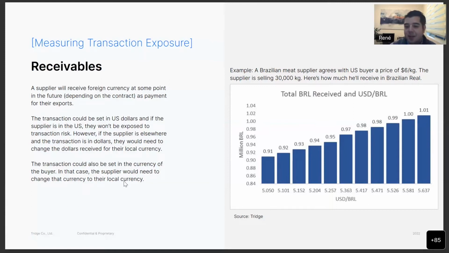Okay, let's look at this particular example. A Brazilian meat supplier agrees to sell 30 tons of beef at a price of $6 per kilogram. Now, remember, he will eventually need to convert that amount received in dollars to Brazilian real. So our seller will map what he's going to receive in Brazilian reals depending on the movement of the exchange rate. If the Brazilian real is at 5 real per dollar, the seller will get 0.91 million real, which is the first column here. But if the Brazilian real depreciates to 5.63 real per dollar, he will be getting 1.01 million real, which is, of course, better for him. So you can see here the range of scenarios he has depending on the exchange rate.